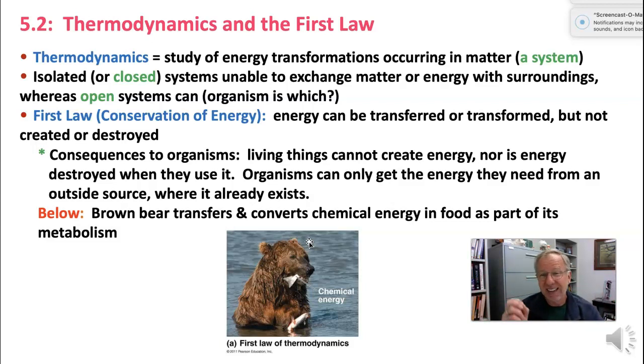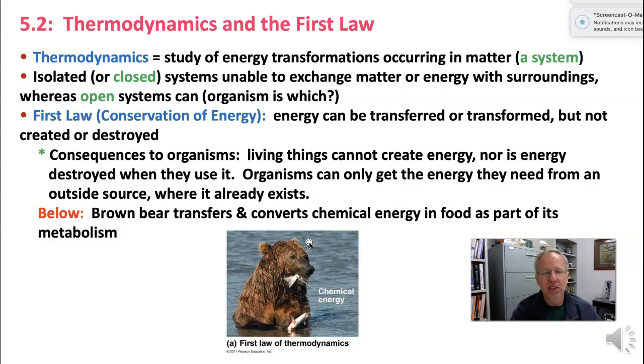So the first law is that energy can be transferred or transformed. It can be moved around, but it can't be created or destroyed. So the amount of energy that exists in our universe is a constant. It's not becoming more, it's not becoming less, it's staying the same, but the energy can move around. Energy can come from the sun. It can be captured by things here on Earth. It can dissipate out from our planet into space. So it can move around, but it can't be created and it can't be destroyed.